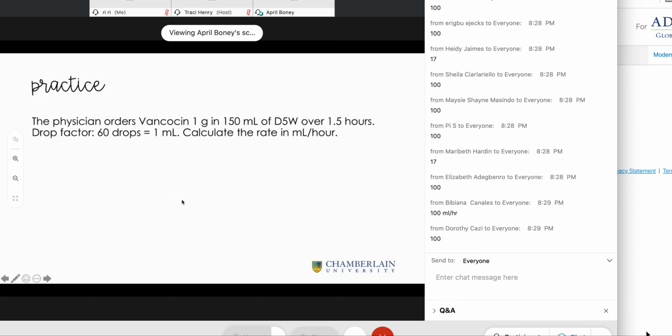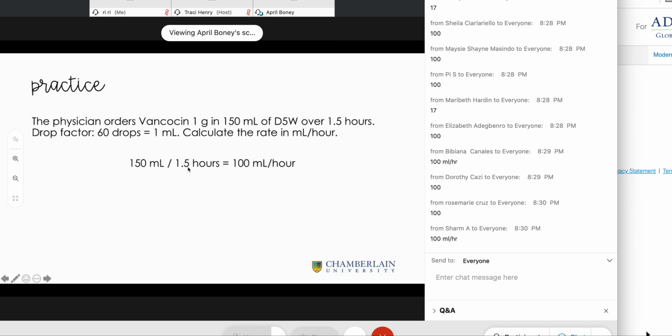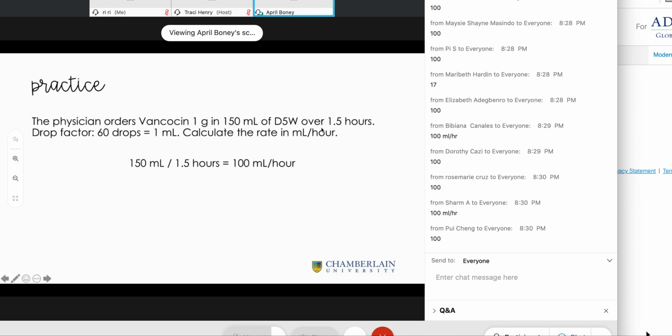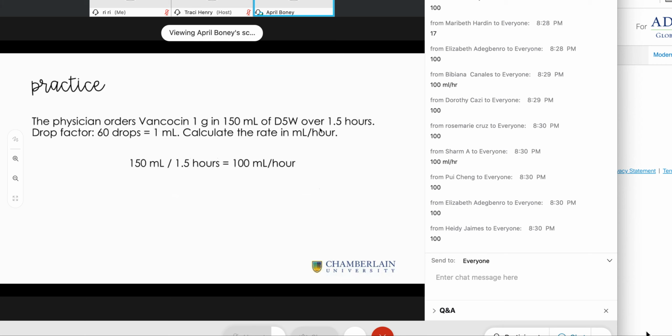Okay, let's try this one. So we have total volume divided by 1.5 hours, because look, hours and hours, that matches up. Just going to give us 100 milliliters per hour.